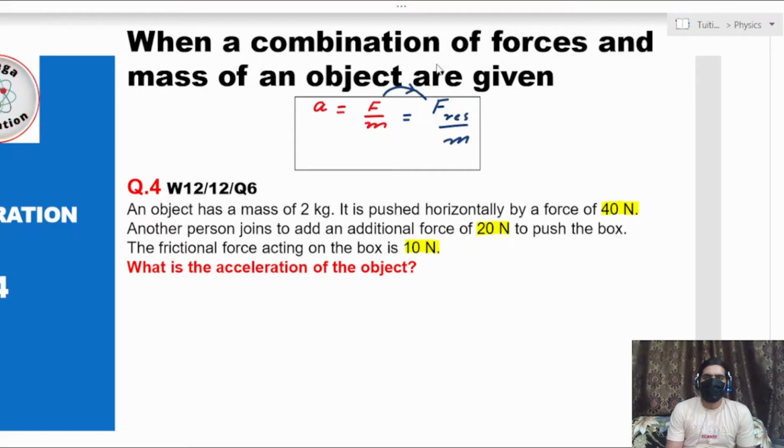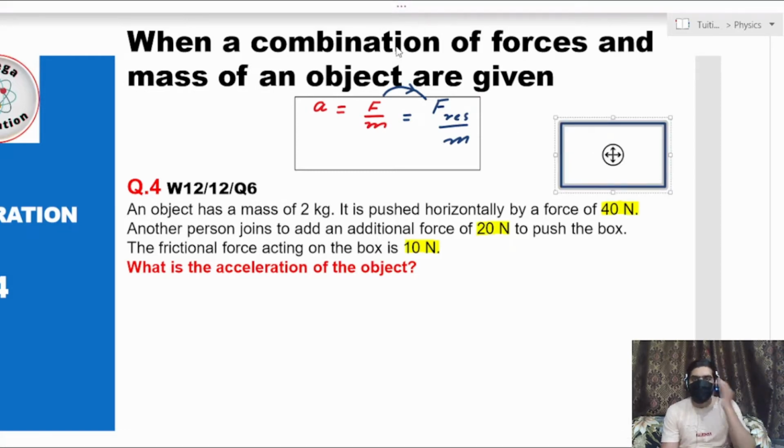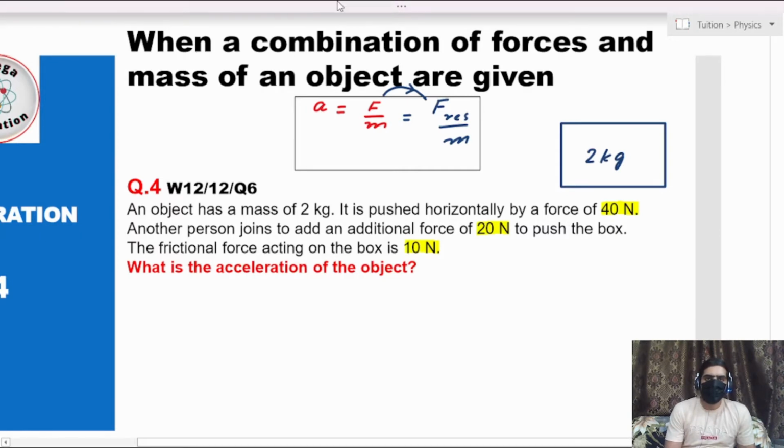So let's check it out. The question says, you may be having a box here, something like this, and the mass of the object is 2 kilograms. You can write it down here, 2 kilograms, and then you're applying different forces on it.